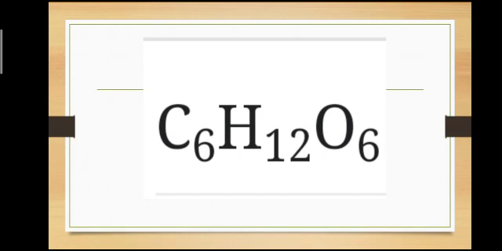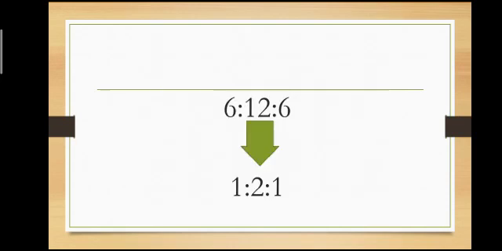C6H12O6. The atomic ratio of carbon, hydrogen and oxygen is 6:12:6. Is there any common number to divide? Yes, the common number is 6. If you simplify this, we will get 1:2:1, which is also a simple ratio.